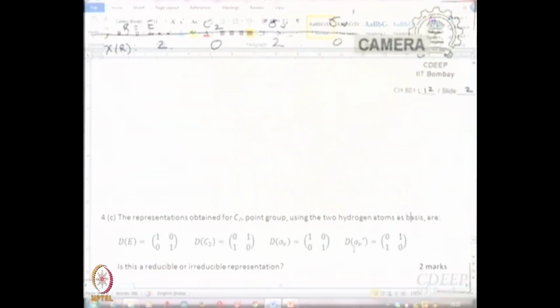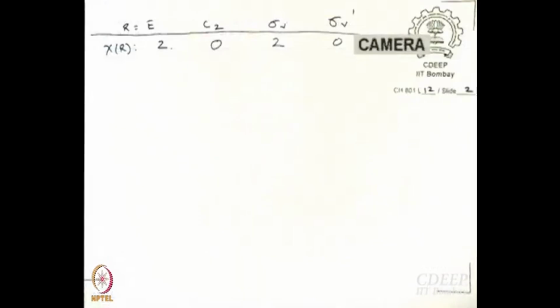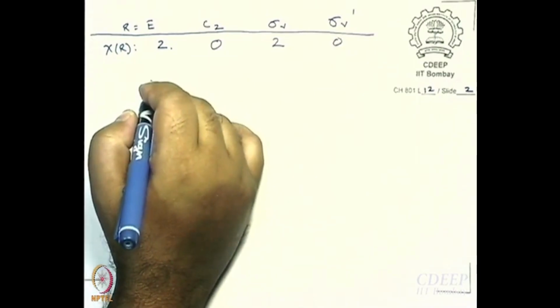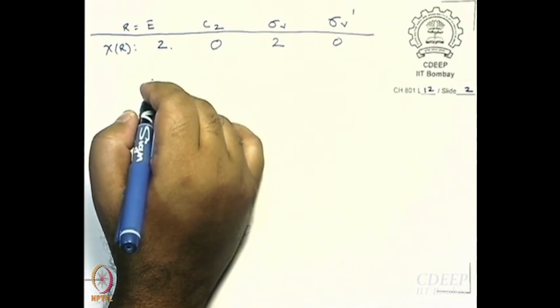Alright. This is what it is. Right? 2, 0, 2, 0. Now we are going to learn how to decompose this representation into its constituent irreducible representations, and we will do it fairly easily. So see, this is a reducible representation, fine.